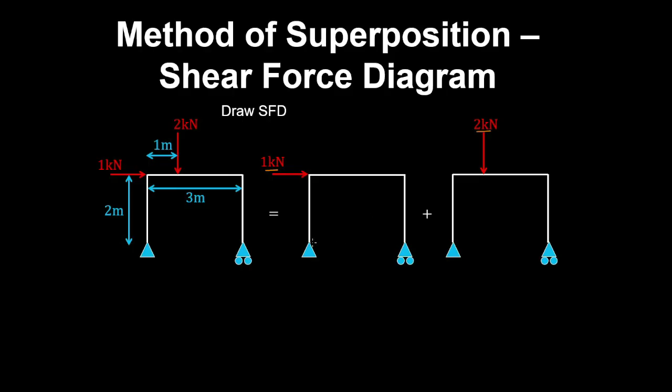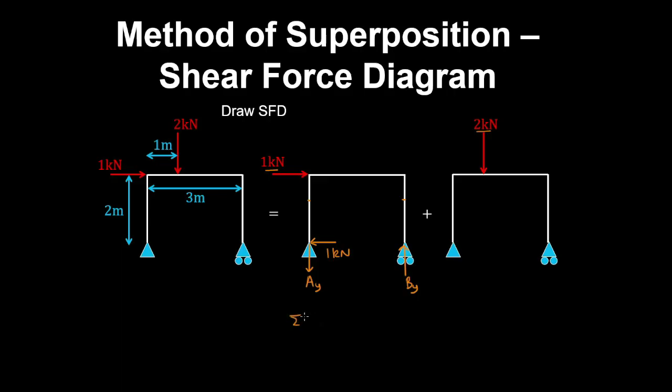And for the first case, by a horizontal equilibrium of forces, we have 1 kilonewton acting at the pin. And we know there's a vertical reaction at the pin, which I'll assume is acting downwards, and a vertical reaction at the roller, which I'll assume is acting upwards, because this point load is causing tension in this column and compression in this one.